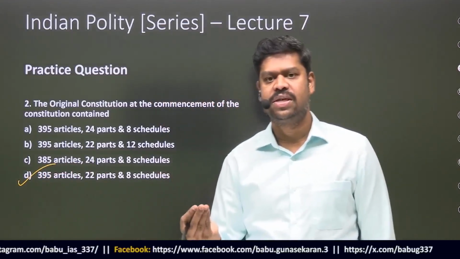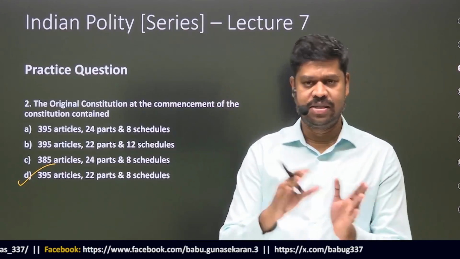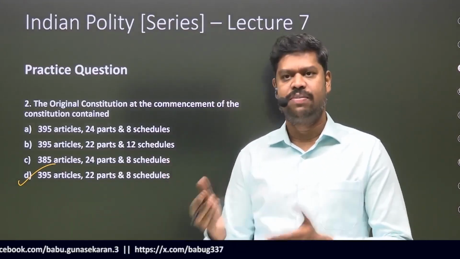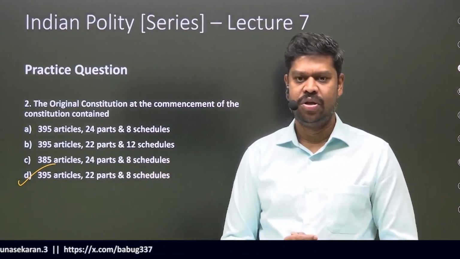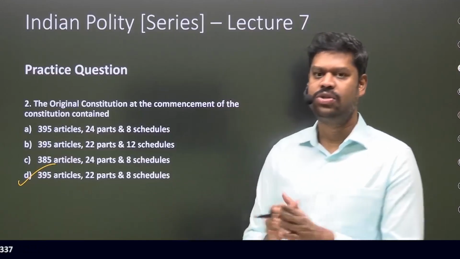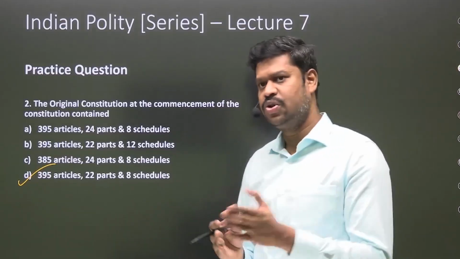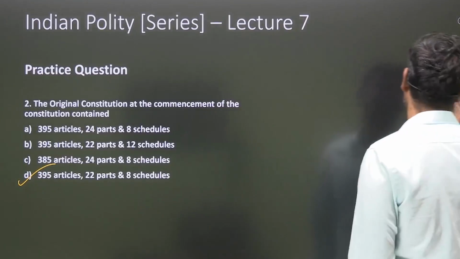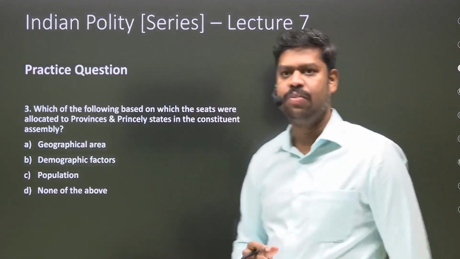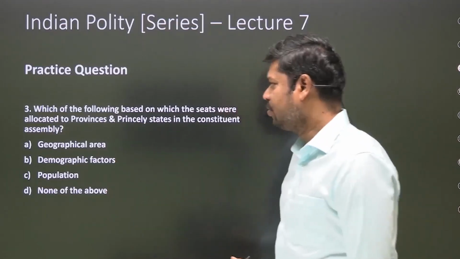And I also discussed, as of today, after 106 amendments have happened to the constitution, and the latest amendment happened in 2024. So now how many articles, how many parts and how many schedules are there in the constitution, which I have already discussed. You can just recollect what it is, and if you know the answer, you can also put that in the comment box. Come to question number 3.